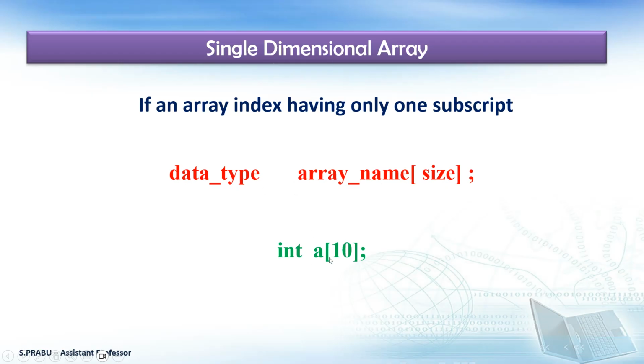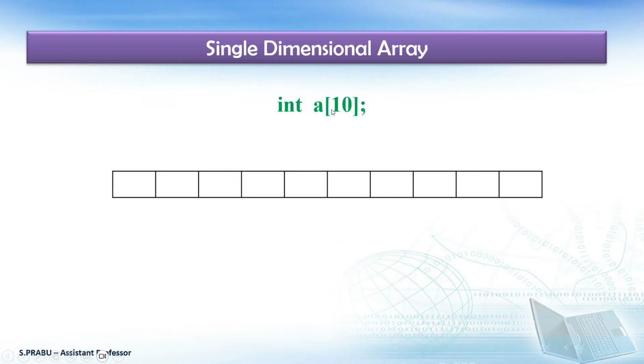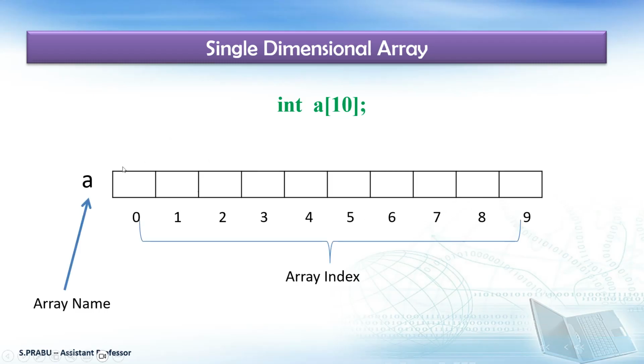Example is int a[10]. Here a is the array name having 10 values. All the 10 values belong to the integer type. When we declare an integer array like this, continuous memory locations are created in random access memory. The starting memory location is a[0]. The next memory location is a[1]. It continues up to a[n-1]. So the entire 10 elements can be accessed through the single name a, and the individual element can be accessed through this index number.